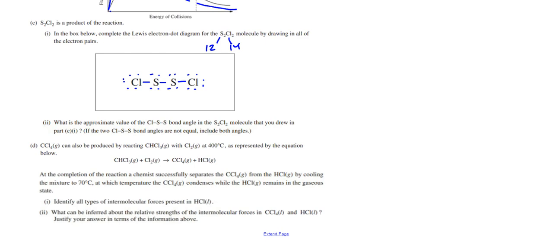What is the approximate value of the bond angle? Well, what do you do? It's Cl-S-S. So I'm looking at this one right here or the other one. And what you do is you count the clouds. So if you said 4 clouds, steric number of 4, I wouldn't mind writing that down again just so you see that phrase if it ever comes up.